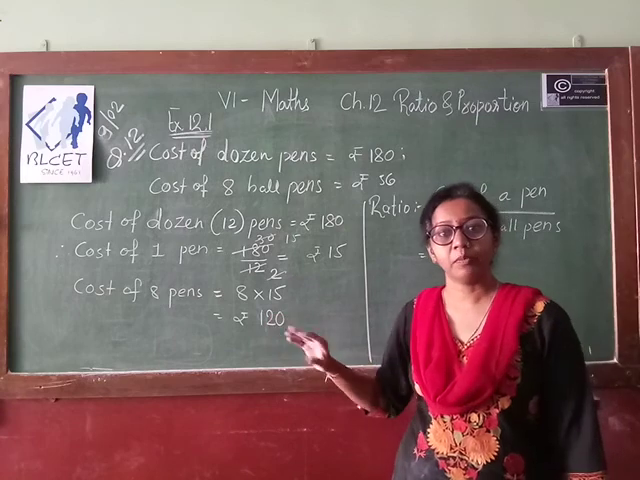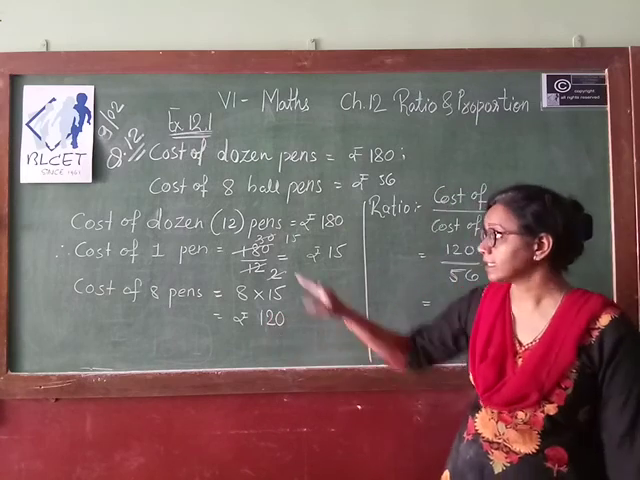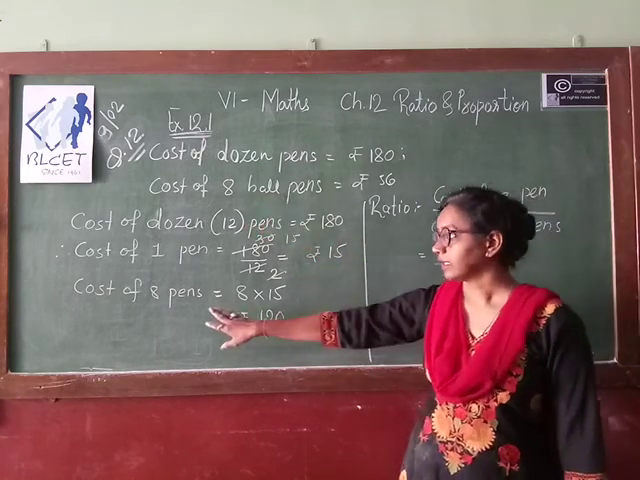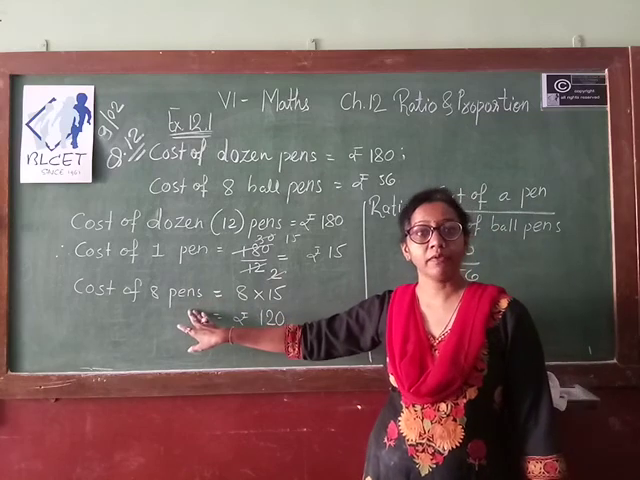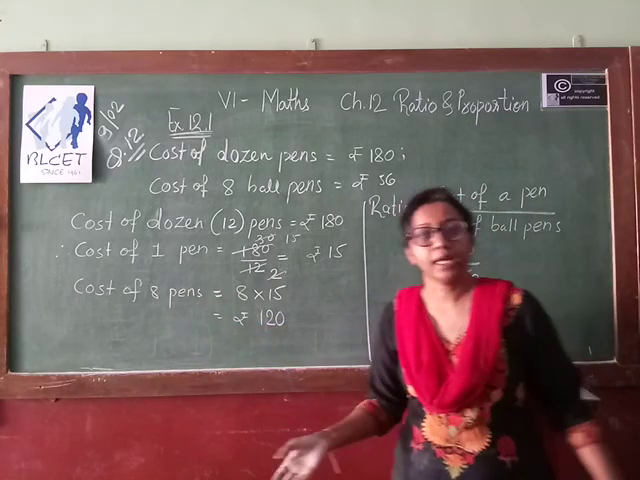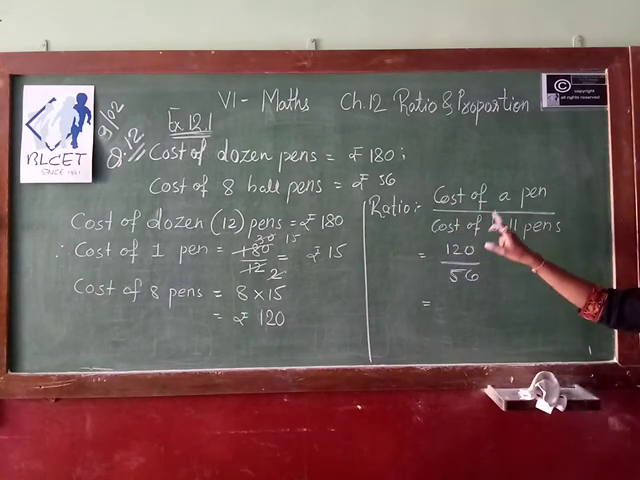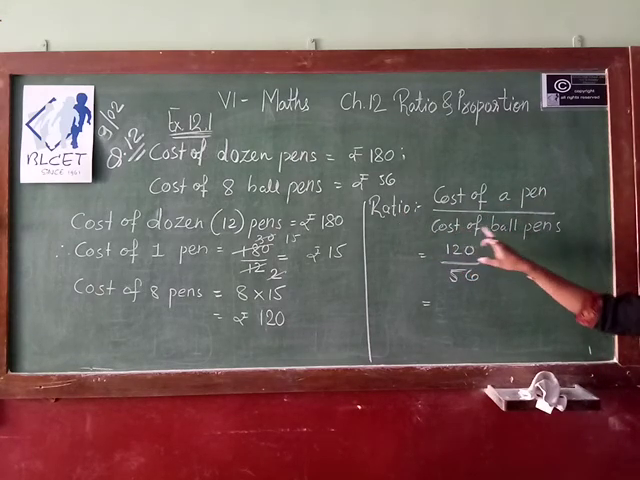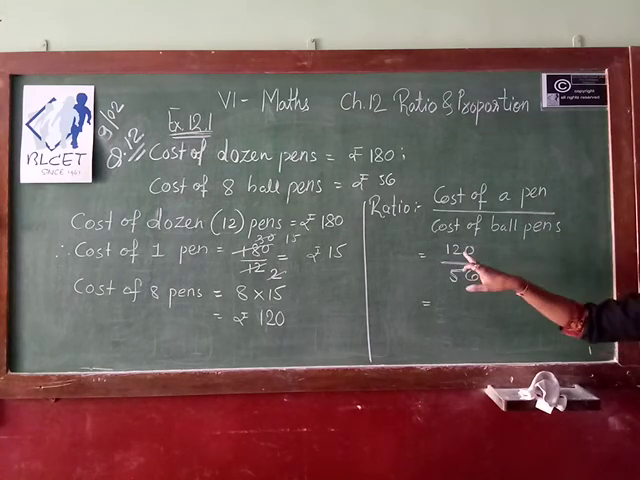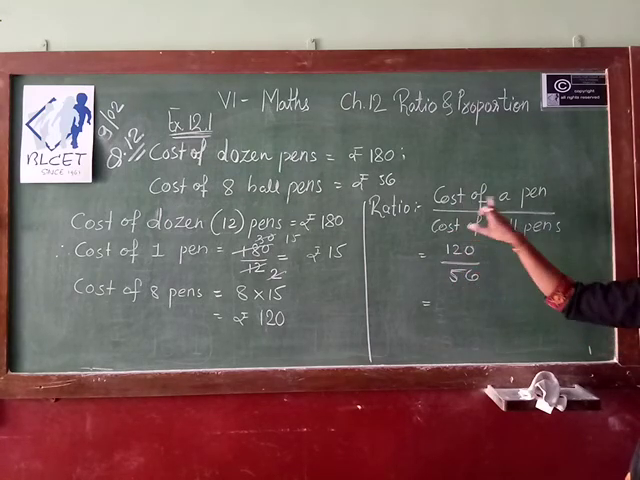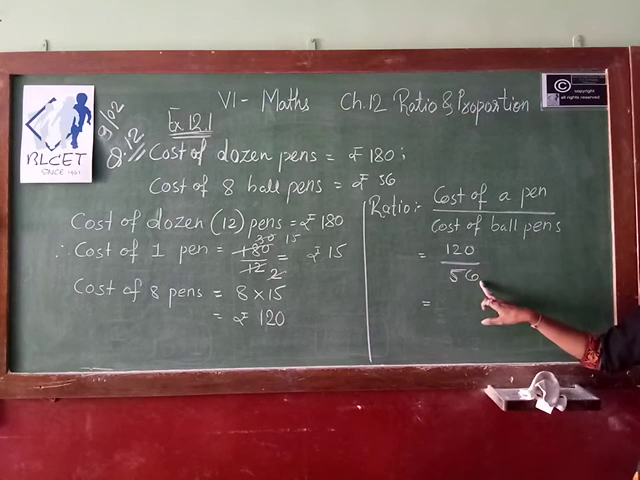So now we have both the terms for an equal number, that is the cost of 8 ball pens and the cost of 8 pens. So now we can take the ratio. So ratio is equal to cost of pens divided by cost of ball pens. So cost of pens, that is 120 rupees, divided by 56.